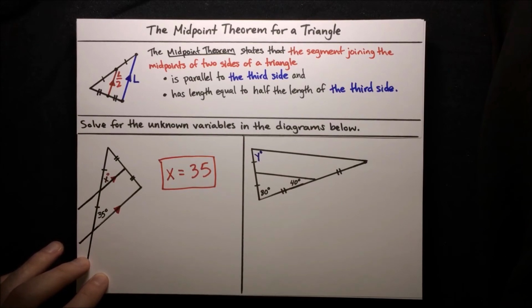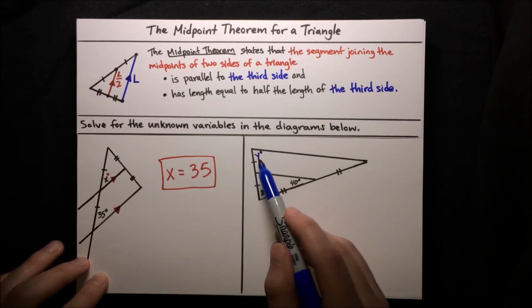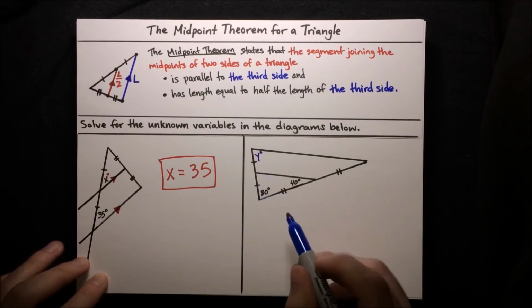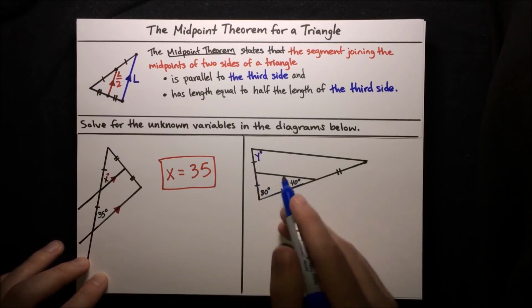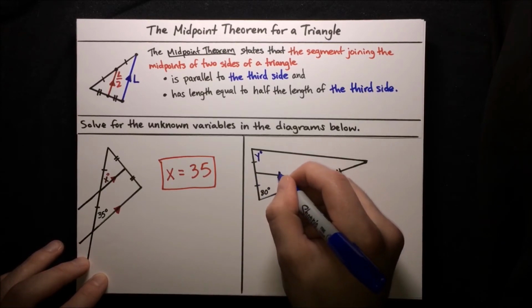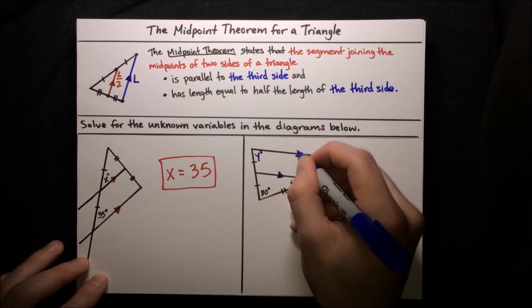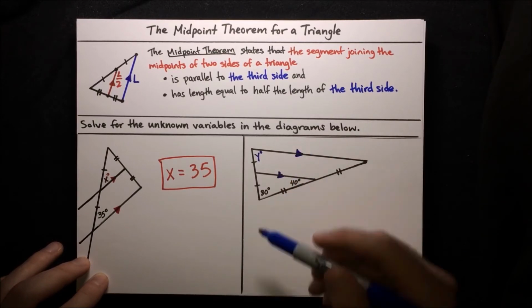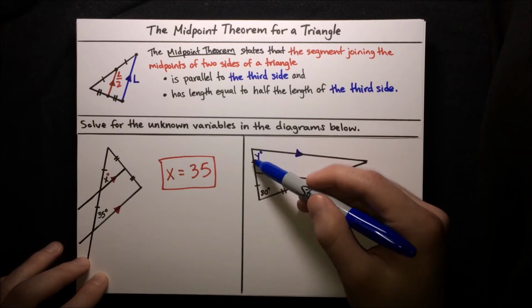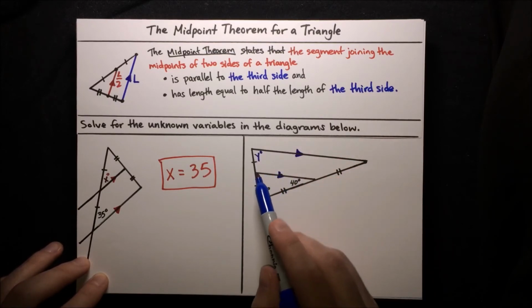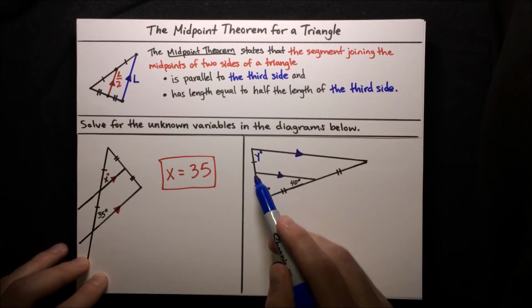Alright, so moving on to the next diagram. In this diagram, we want to solve for y. And again, we know that the segment joining the midpoints of the two sides of the triangle is parallel to this third side of the triangle. So that means this left side of the triangle is actually a transversal cutting through a pair of parallel lines. So can we use the same argument?